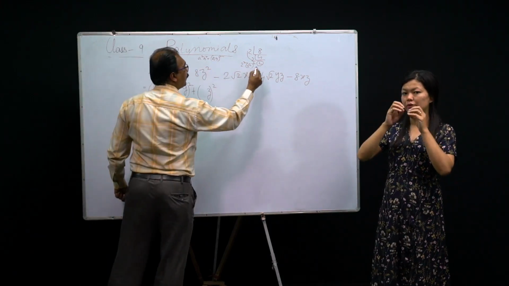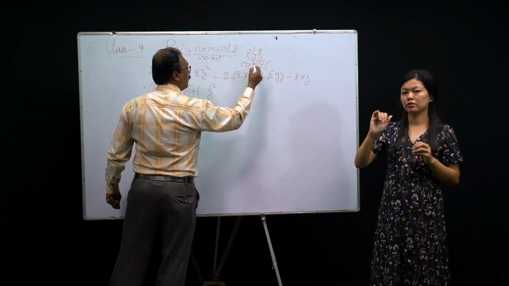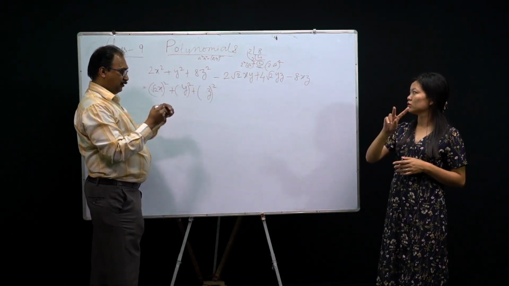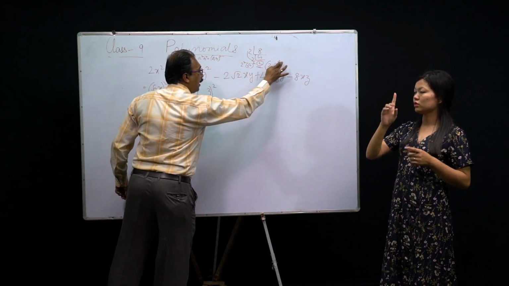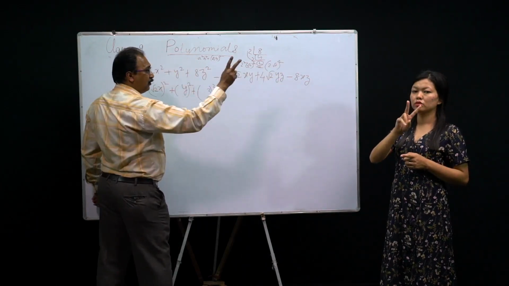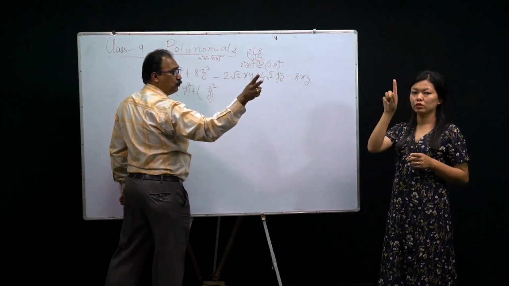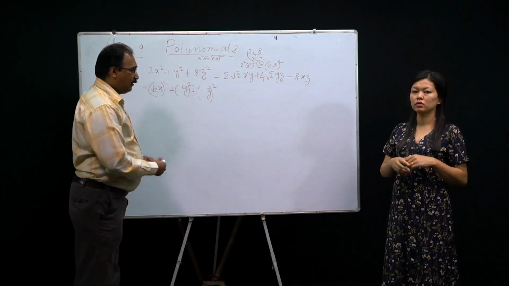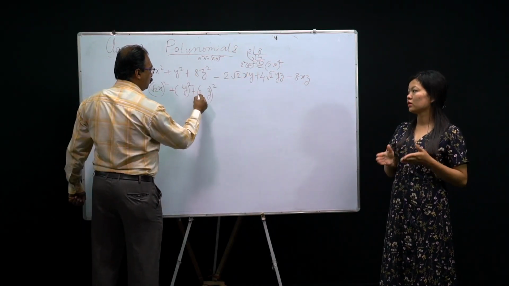So if you apply this one, it will come 2 and root 2 both under whole square. It will become 8. Check. 2 square how much? 4. And root 2 square? 2. So 4 2s are 8. Are you clear? So now it will be 2 root 2.